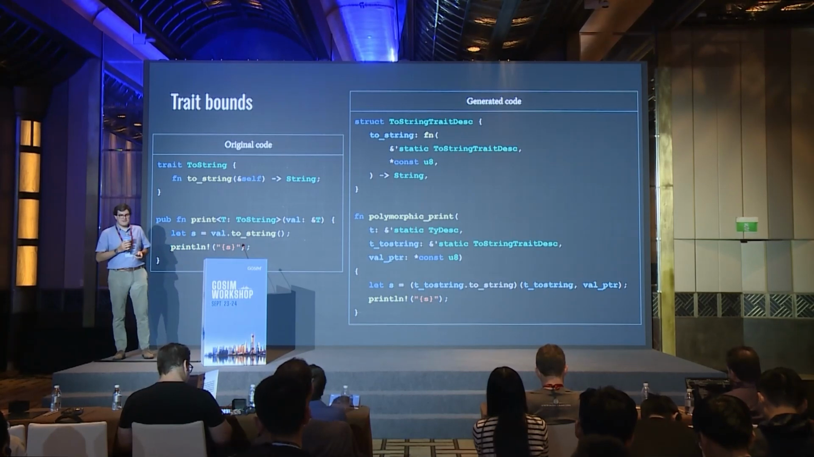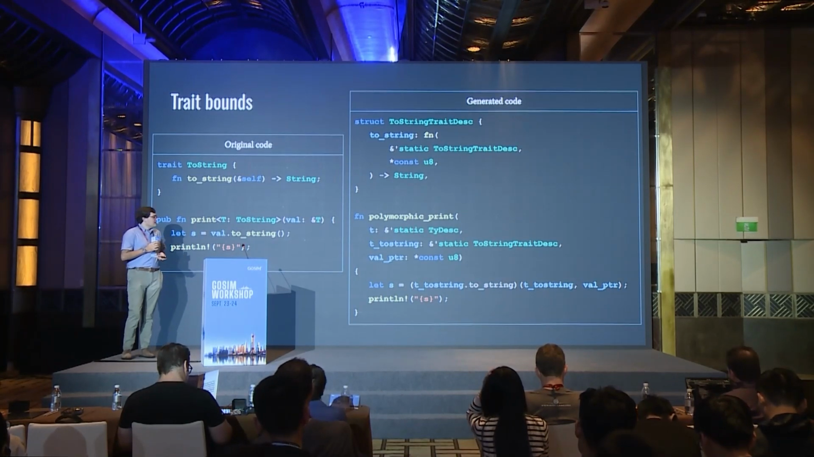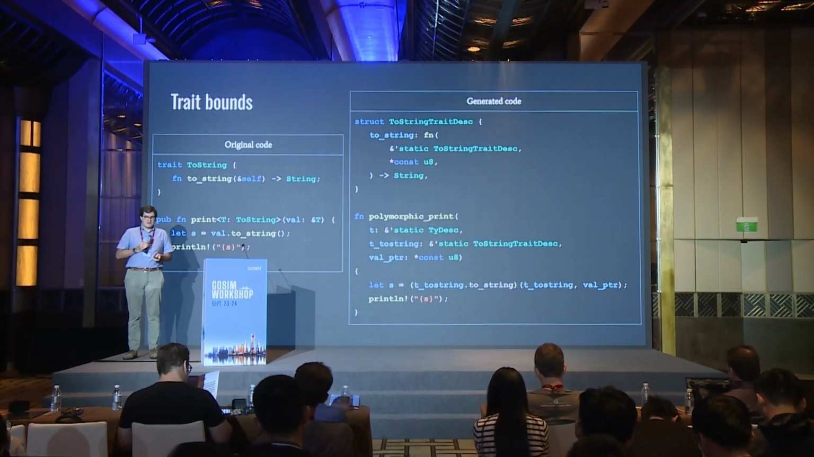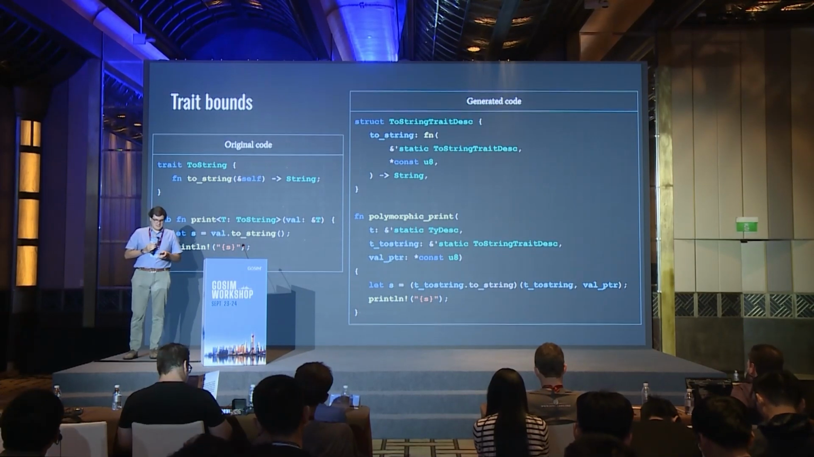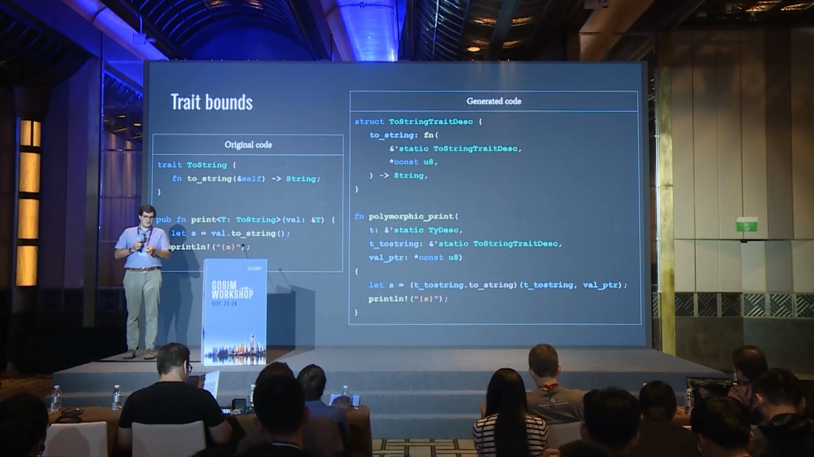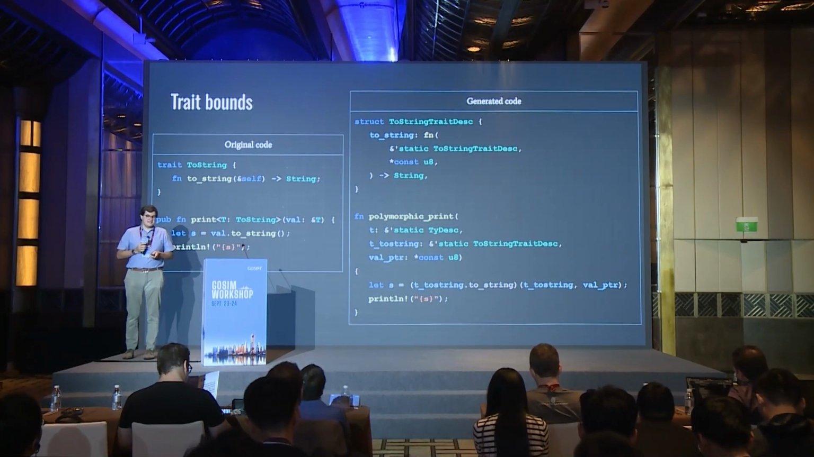So as you can see in this implementation, we just call the toString function pointer on the trait descriptor, pass the trait descriptor itself as the first argument, and the pointer to the value as the second argument.